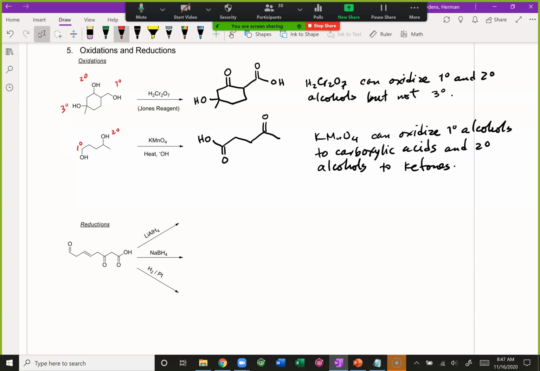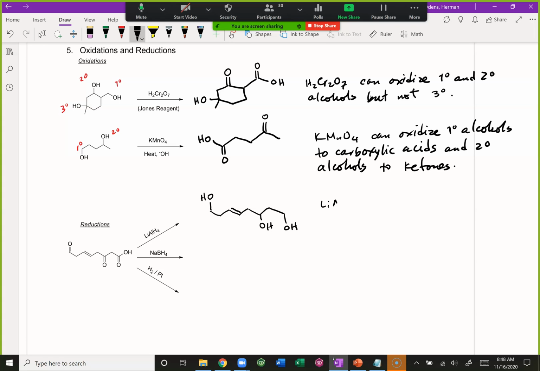Okay, lithium aluminum hydride. I'm just going to give you the answers here. Lithium aluminum hydride will reduce anything that has a carbonyl, all right, but not the double bond. So you have 1, 2, 3, 4, 5, 6, 7, 8 carbons here. This carbonyl will turn into an OH, and this one too, OH, and the double bond will stay intact.